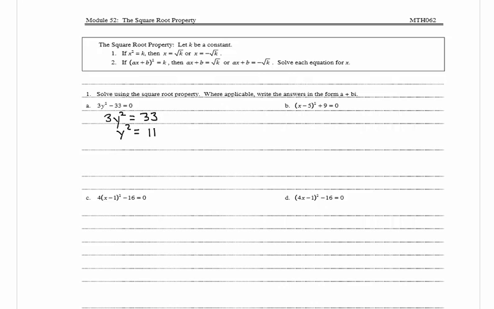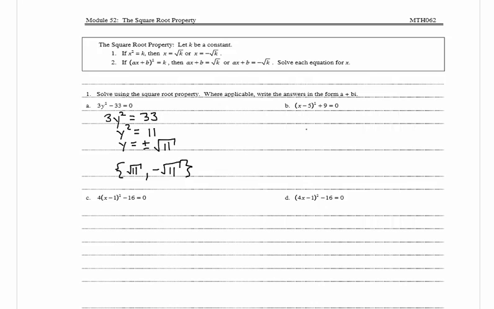And now I'm going to take the square root of both sides. So I have y is equal to plus and minus the square root of 11. So our solution set is the square root of 11 and negative square root of 11.